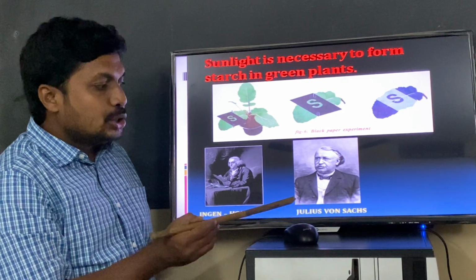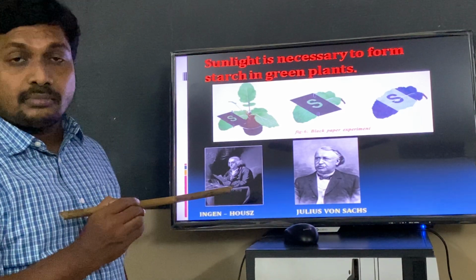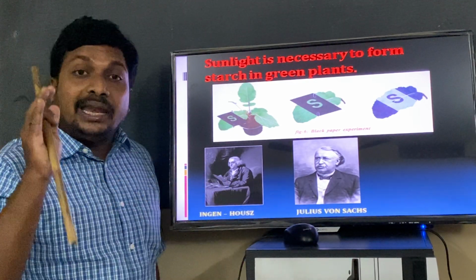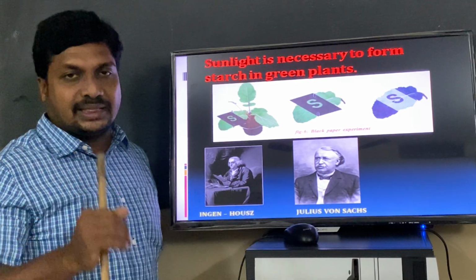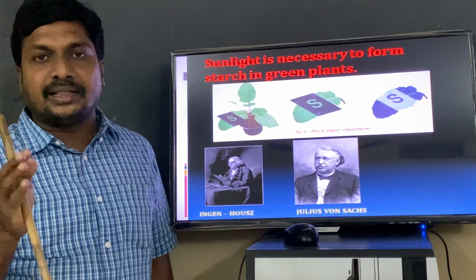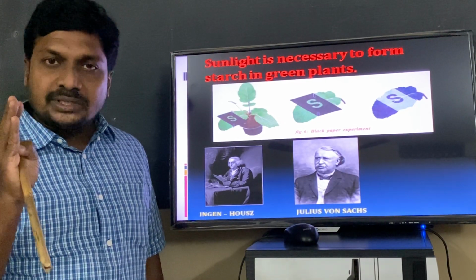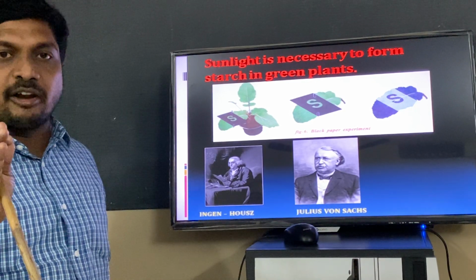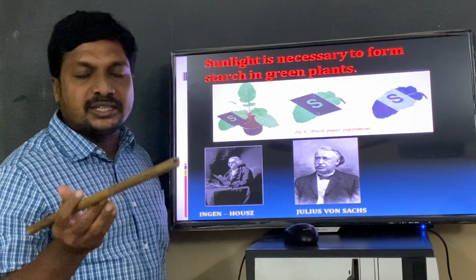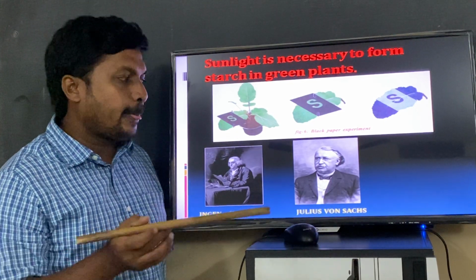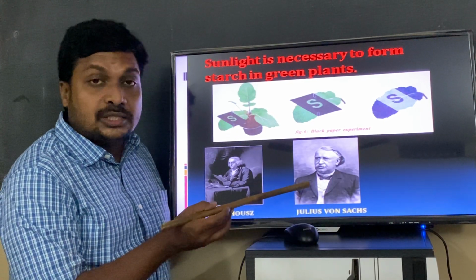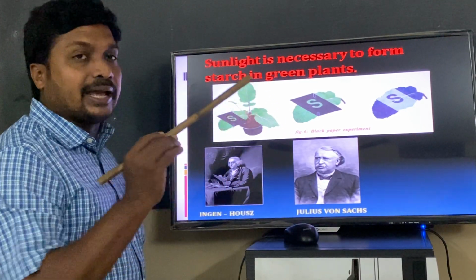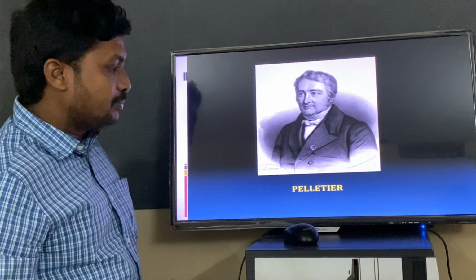Next scientist, Julius von Sachs. Julius von Sachs said that only green parts can perform photosynthesis. Where are the green parts present in the plant? Leaves and young stems. Leaves and young stems are green in color due to the presence of a pigment known as chlorophyll. Julius von Sachs said that only green parts can perform photosynthesis.